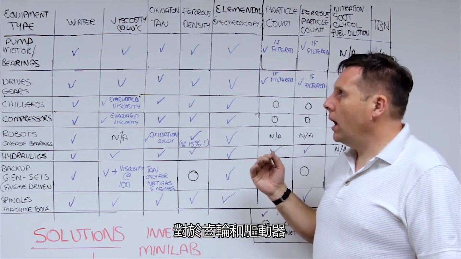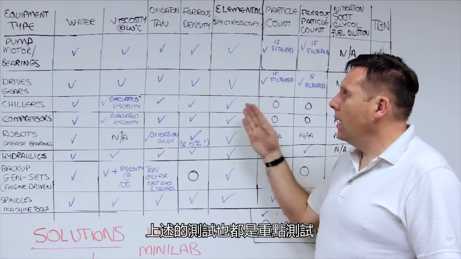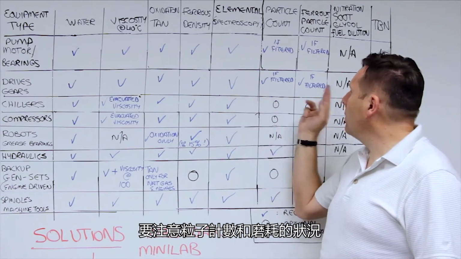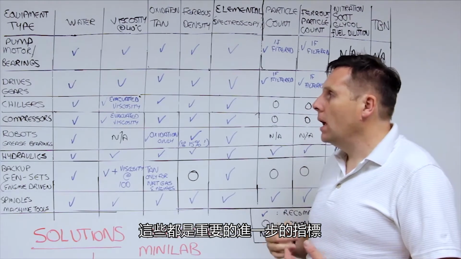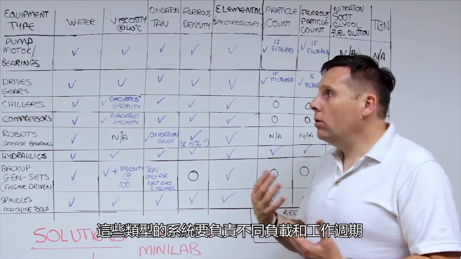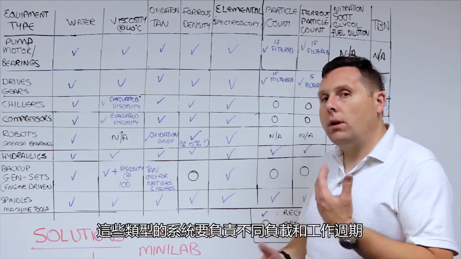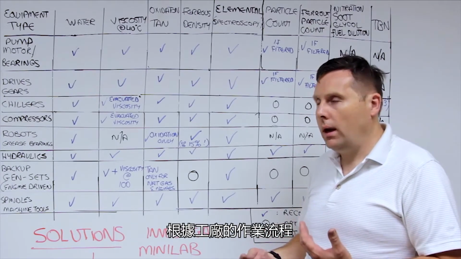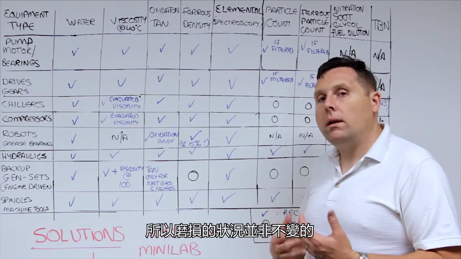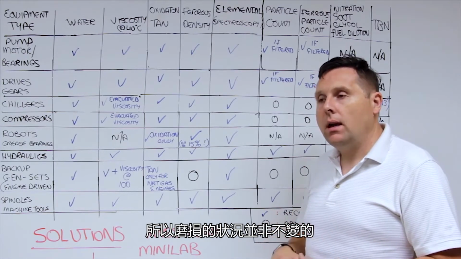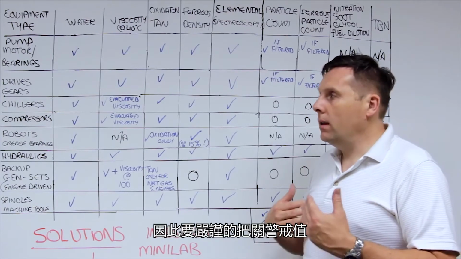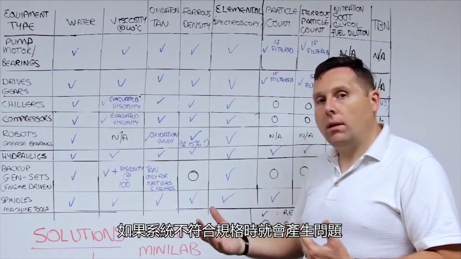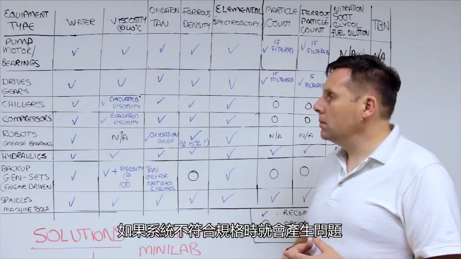For gears and drives, much of the same tests, with a big focus again on the particle count and the wear side, because that's very important, because that's advance notice. Those type of systems are subject to different load and duty cycles depending on the process flow in the industrial facility. So as a result of that, the wear is not always consistent, the wear rates may change, and so you have to keep a tight control on those limits. When those systems go out of spec is when you start to have problems.